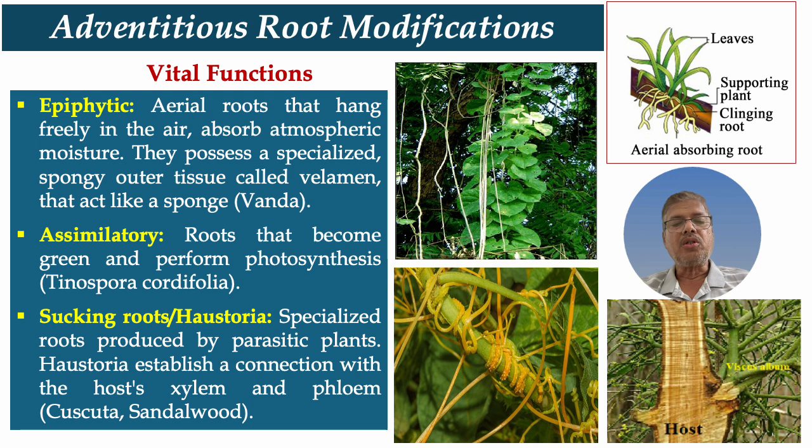The sucking roots are the haustoria. These are the specialized roots produced by the parasitic plants. Haustoria establish a connection with the host xylem for water and minerals, and phloem for prepared food. The examples are Cuscuta, a total stem parasite, and sandalwood, a partial root parasite.